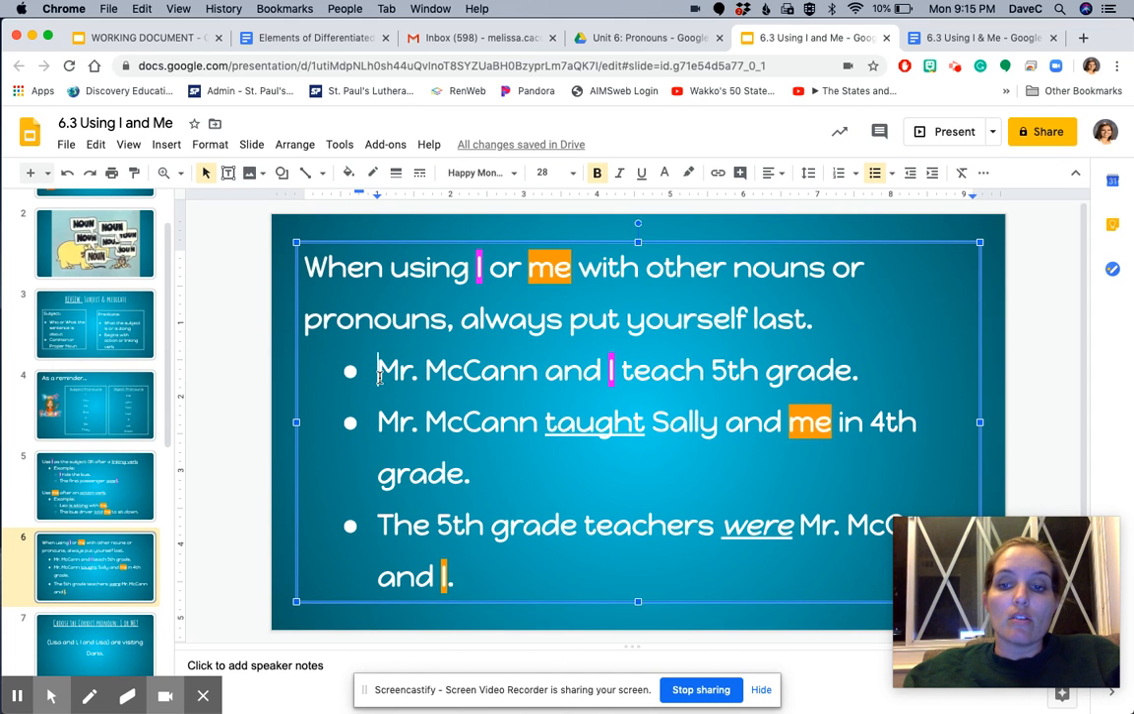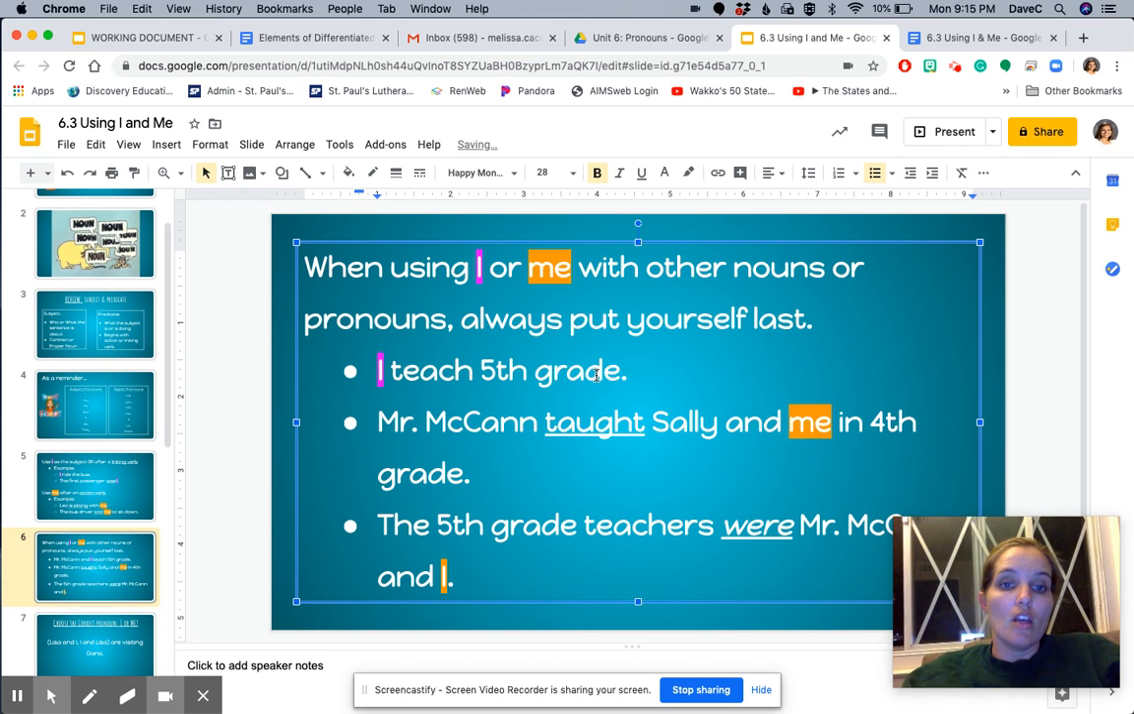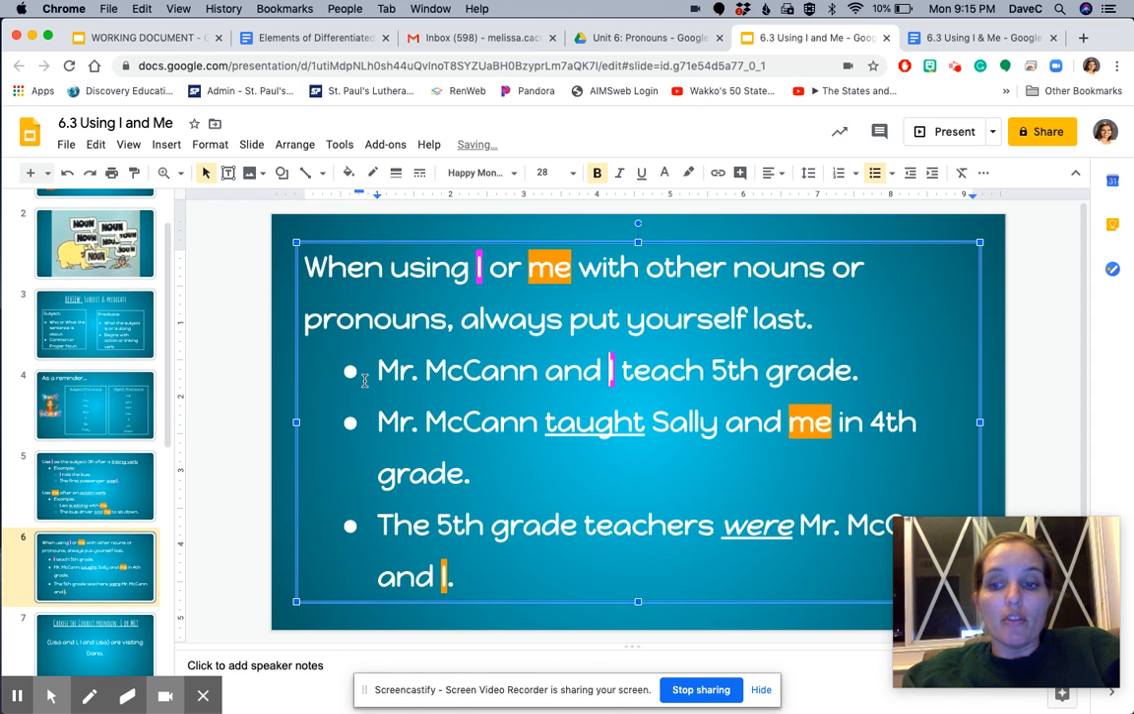You can take out the other noun or pronoun that is being used with I or me and say the sentence that way. So, for example, if you took out Mr. McCann and, would it be I teach fifth grade or me teach fifth grade? When you take out the Mr. McCann and part, it becomes much easier to see you are going to use I because we don't say me teach fifth grade. That sounds like a caveman. We are not cavemen. So you can do that as a way to help if you get stuck.